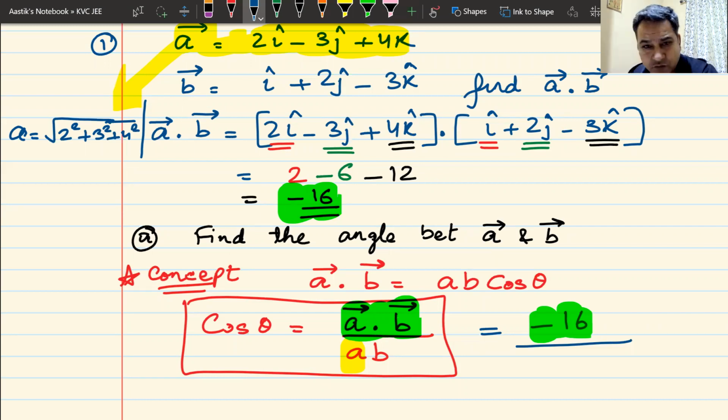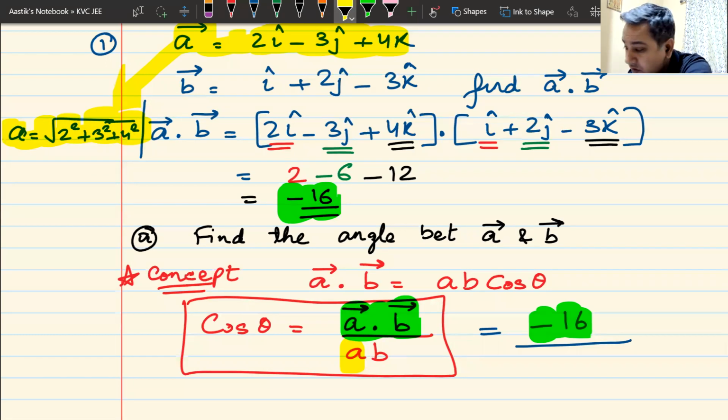So 2 square is 4. 4 plus 9 plus 16. 9 plus 16 is 25. 25 plus 4 is 29. So this is simply equal to root over 29. That is the magnitude of vector A. Now I have to multiply by the magnitude of vector B.